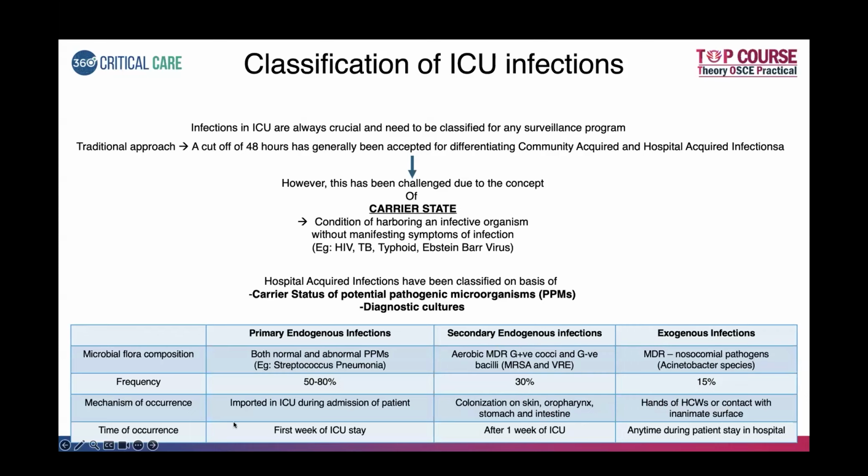surface. So the time of occurrence is usually during the first week of ICU stay. Secondary endogenous infections is after 1 week of ICU, and exogenous infection is anytime during the patient's stay in the hospital.